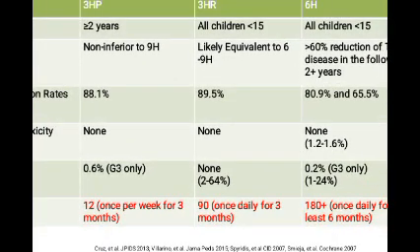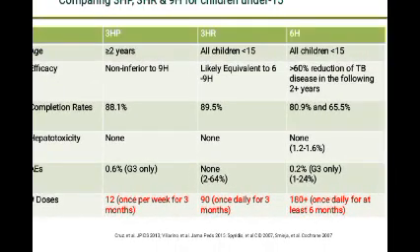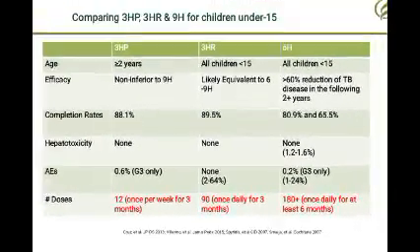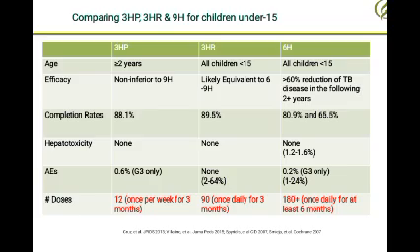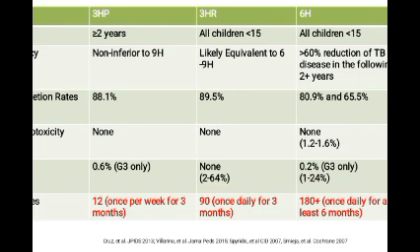Number of doses. Under 3HP, 12, or once per week for 3 months. Under 3HR, 90, once daily for 3 months. Under 6H, 180 plus, that means once daily for at least 6 months.